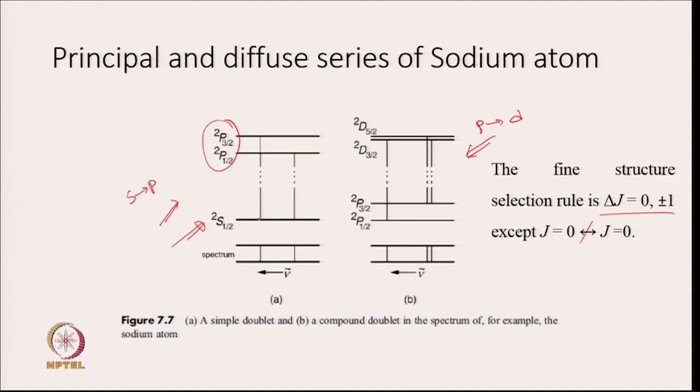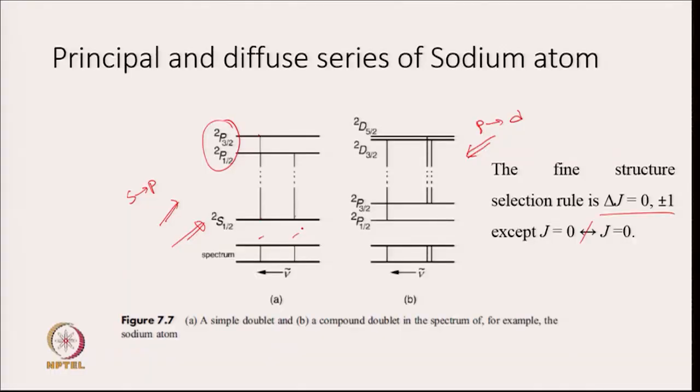From here to here there is a possibility, because delta J is 1, and from here to here there is a possibility because delta J is equal to 0. So these two transitions satisfy the selection rule, and you will get a simple doublet.